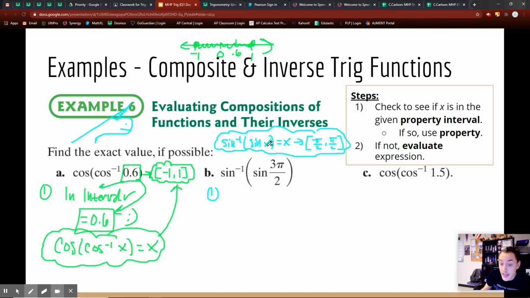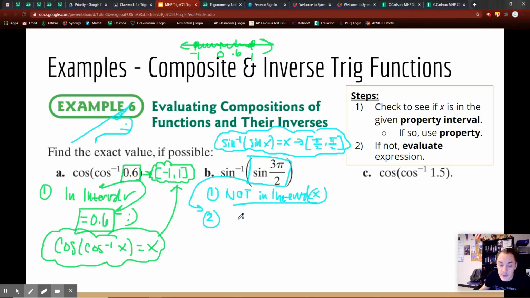Now, you're going to look at x. What's x? Well, that's 3 pi over 2. Okay. Now, is x, 3 pi over 2, between -pi/2 to pi over 2? No, it's not. It actually isn't. Which means we're going to say not in interval. But does that mean, wow, that looks awful, I'm going to leave it. Okay. That means I'm going to evaluate that.